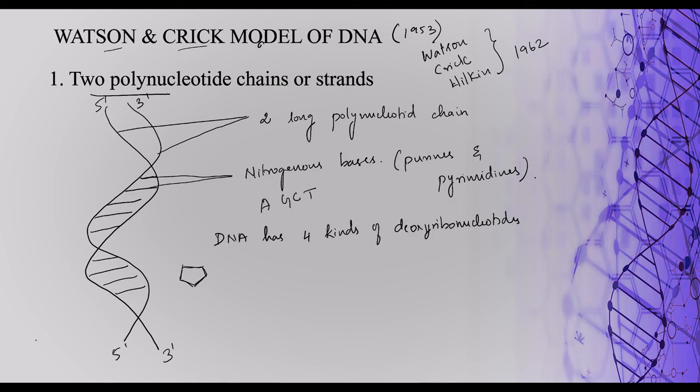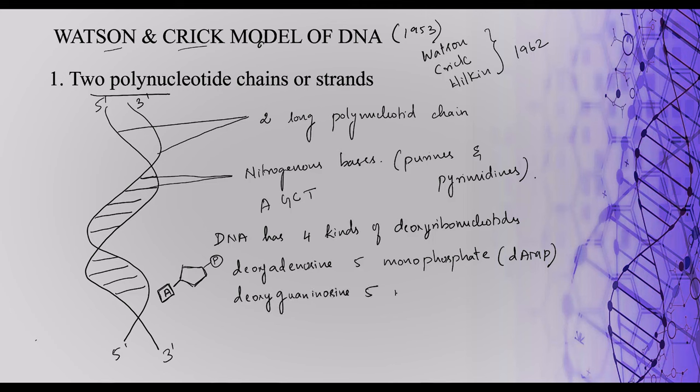So this is the sugar. So phosphate is there. So if this sugar has adenine here, then this molecule is called deoxyadenosine 5-monophosphate, which means dAMP.